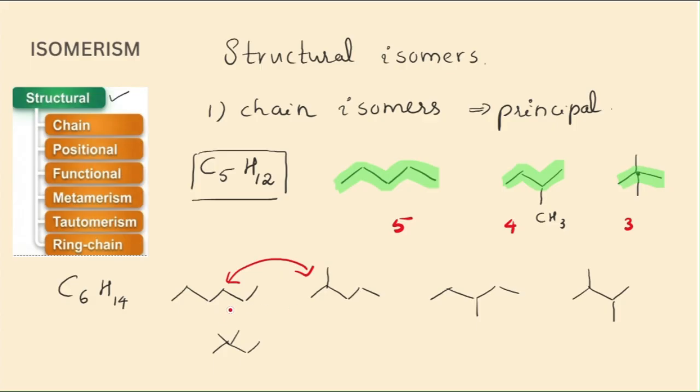They are chain isomers because the number of carbons in the longest chain is 6 and 5 here. You can't call these chain isomers because the number of carbons in the longest chain is the same. What about here? The number of carbons in the longest chain is 4. In that case, they are chain isomers. This is how you determine the chain isomers.